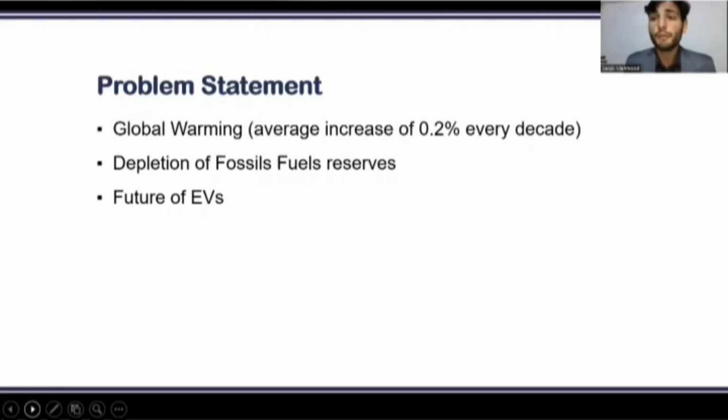So with time, as our need increases, the fossil fuel reserves are depleting, and the EV industry is booming nowadays. And in light electric vehicles, they use a BLDC motor as the drive unit.